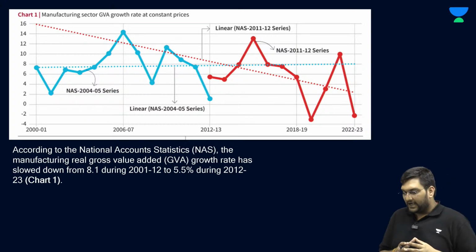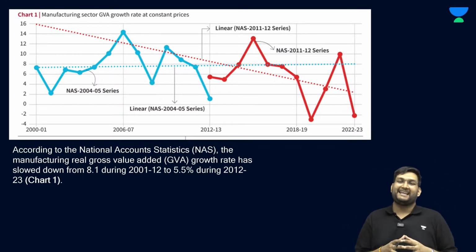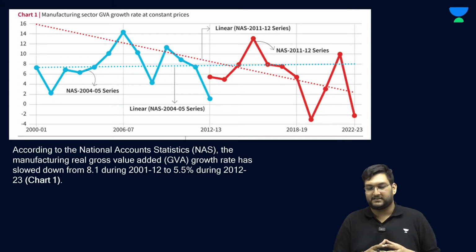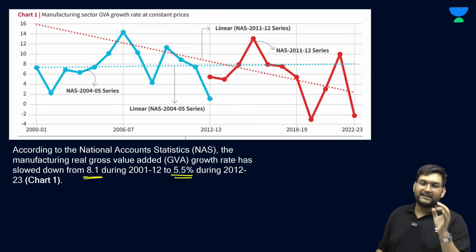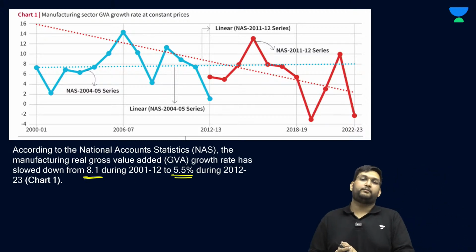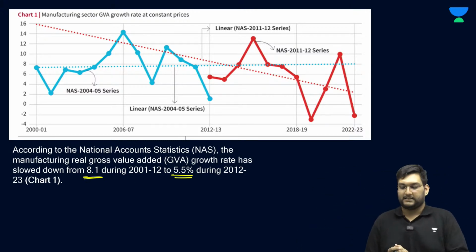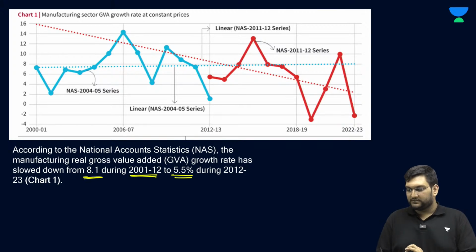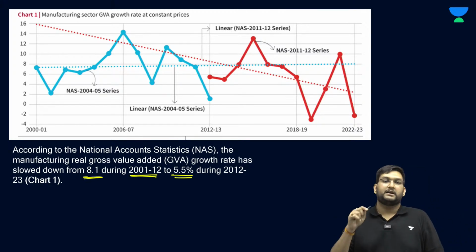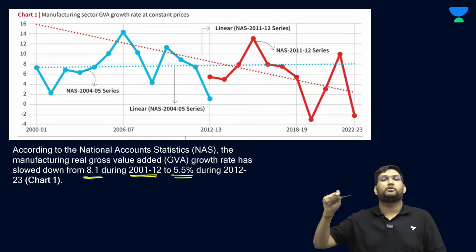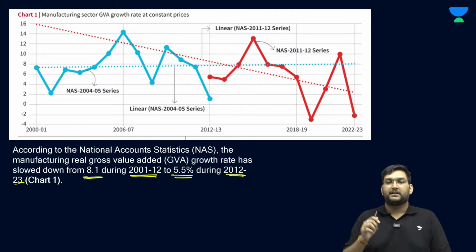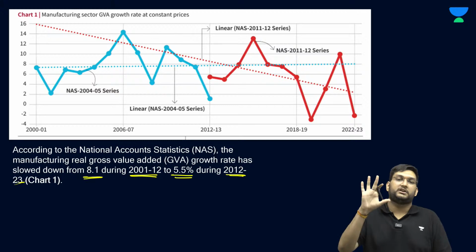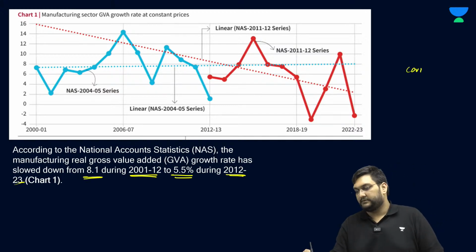manufacturing sector, according to the NAS data, National Account Statistics data, has reduced from 8.1% to 5.5%, which means that between 2001 and 2012, for these 12 years, 8.1 was the GVA growth rate, and from 2012 to 2023, it was 5.5%. Now, the argument which the government may make is COVID.